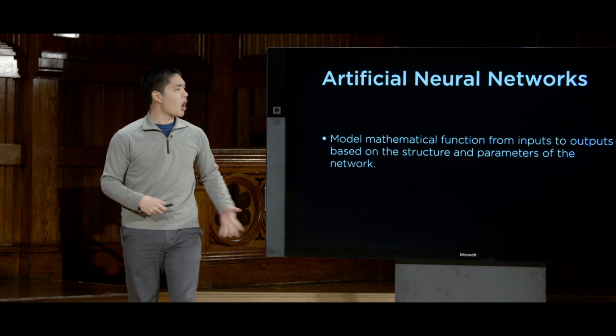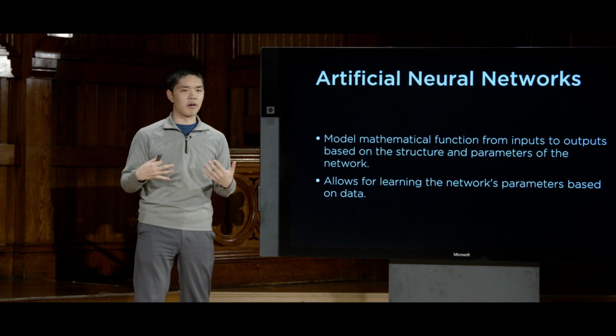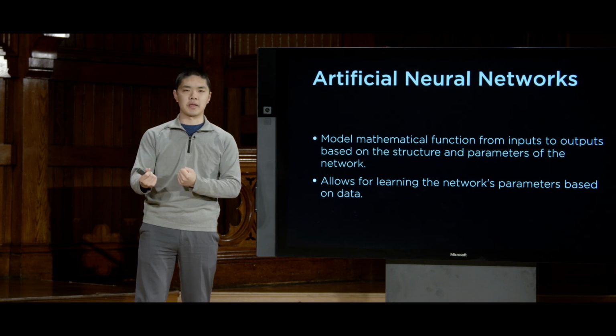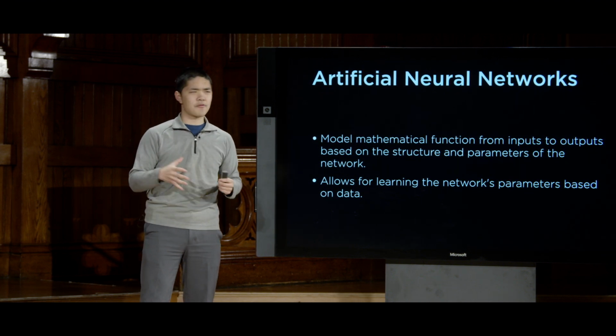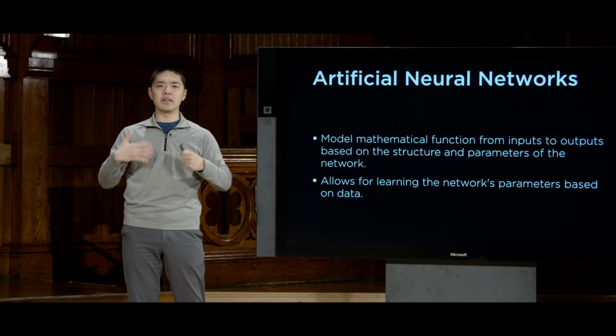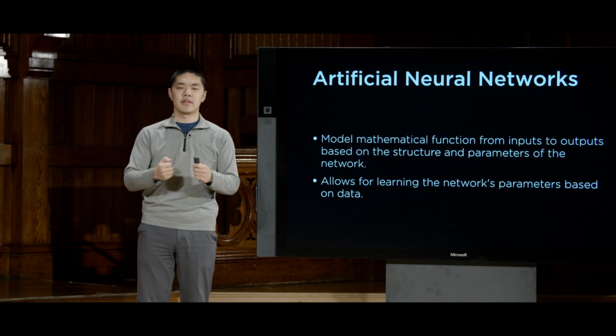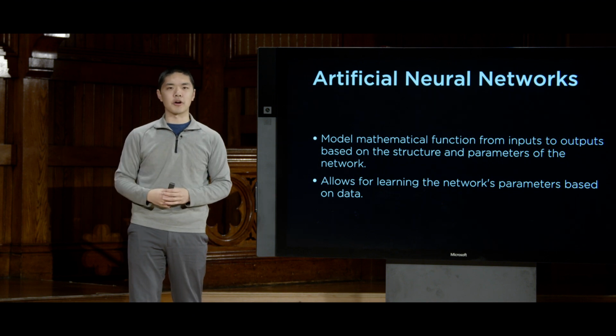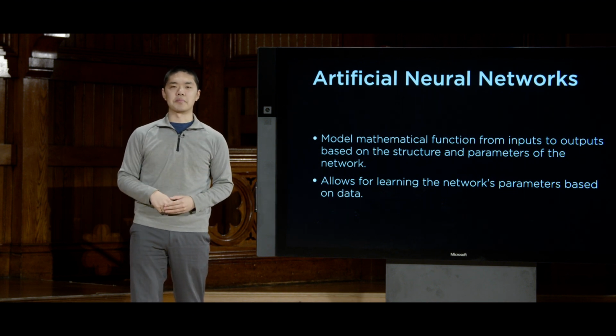And in particular, artificial neural networks are going to lend themselves to a way that we can learn what the network's parameters should be. We'll see more on that in just a moment. But in effect, we want a model such that it is easy for us to be able to write some code that allows for the network to be able to figure out how to model the right mathematical function given a particular set of input data.